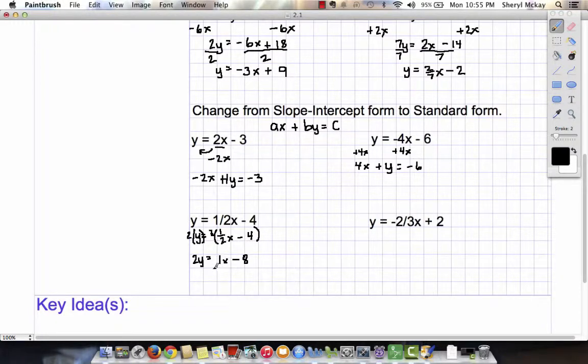So I'm going to go ahead and subtract x from both sides, and I have -x plus 2y equals -8. And I've just converted it to standard form. Now it's your turn. How are you going to convert y equals -2/3 x plus 2?